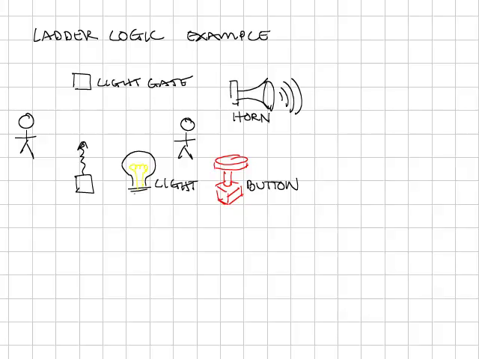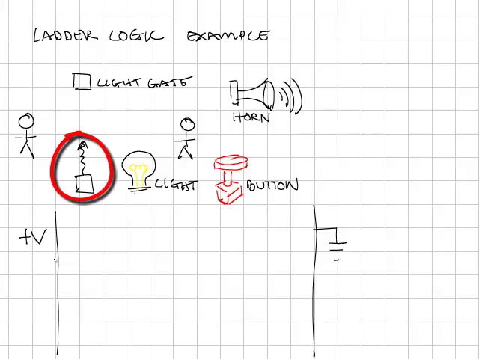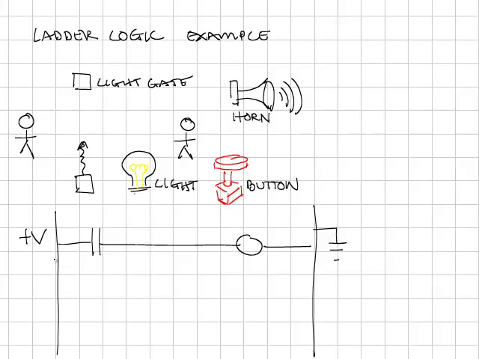Ladder logic for this, we begin with our rails, plus volts, ground. So one thing that happens is if this light sensor is broken, I want the horn to turn on. So I'm going to write this as normally open. This is the gate. This is the horn. So as wired, it says if the gate is in its nominal state, the horn is off. This shows that it's open, which means current cannot pass through.